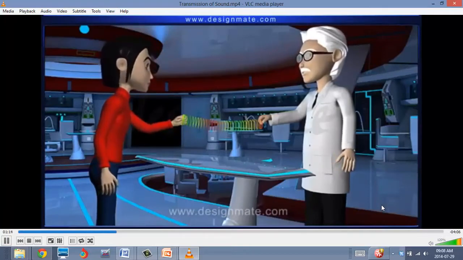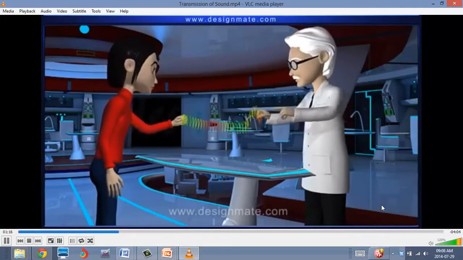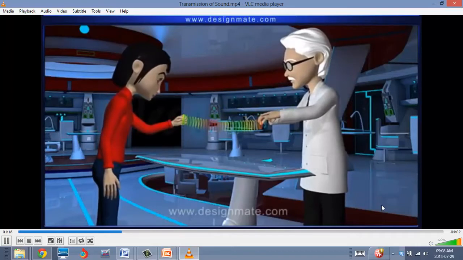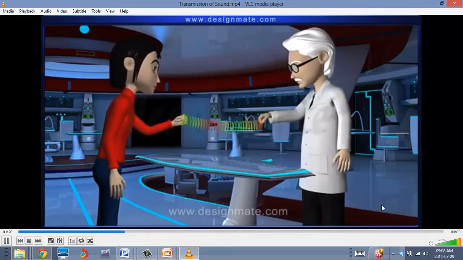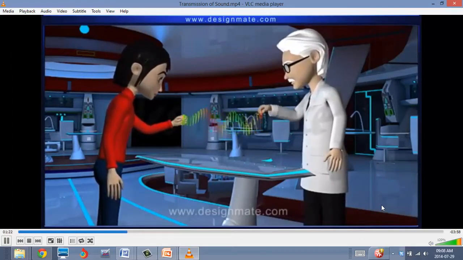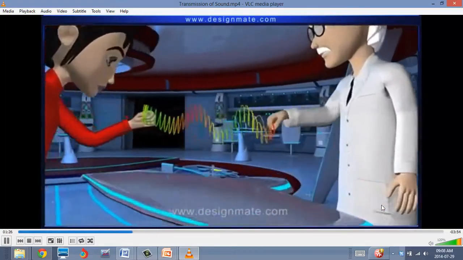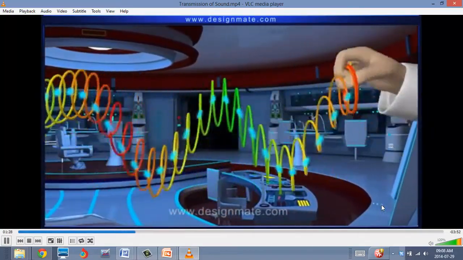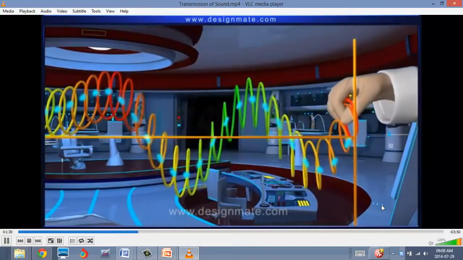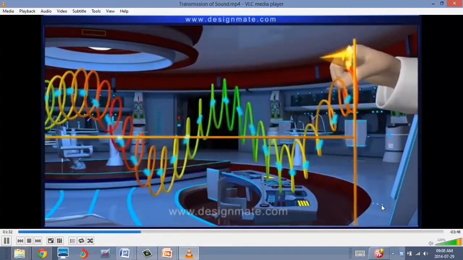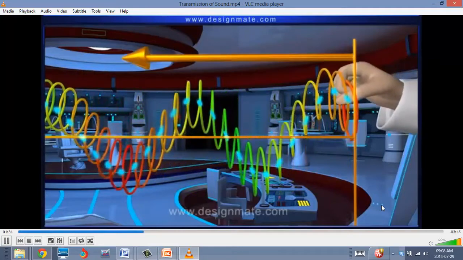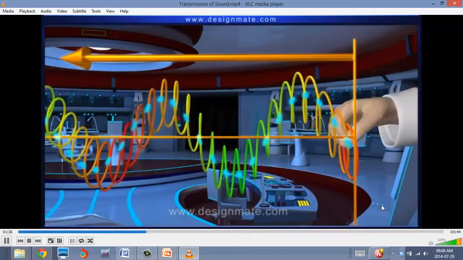With a quick upward flick of the wrist, Dr. Zook has sent energy traveling through the slinky. Notice how the slinky moves? This is a transverse wave. In a transverse wave, the particles vibrate at a right angle to the direction of the wave. The wave traveled from Dr. Zook to Emily and back.